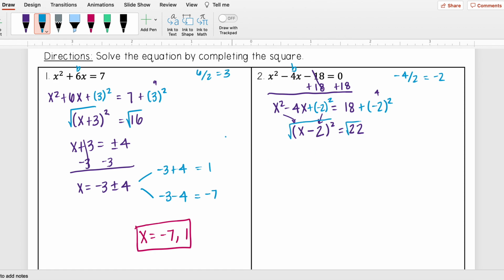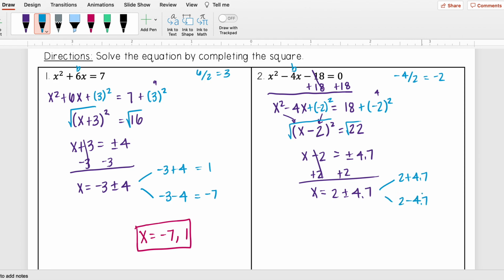And I'll take the square root on both sides. And so I get x minus 2 is equal to plus or minus 4.7. And so you can just find that using Desmos. So you can just take the square root of 22, and then I just rounded it to the nearest tenth. And add 2 to both sides. So I get 2 plus or minus 4.7. And then now I can separate that into two different equations. So I have 2 plus 4.7 and 2 minus 4.7. So when I do 2 plus 4.7, I get 6.7. And then when I do 2 minus 4.7, I get negative 2.7. And so those are going to be my two answers.